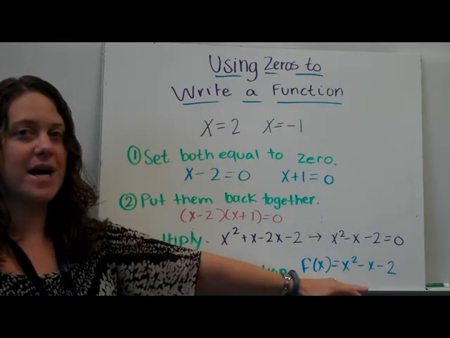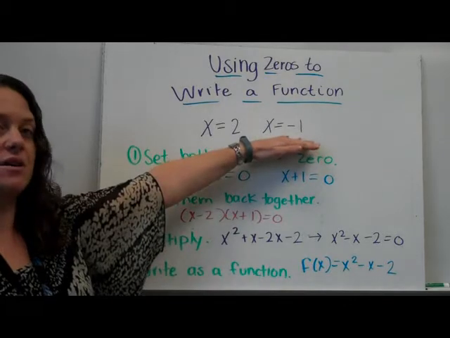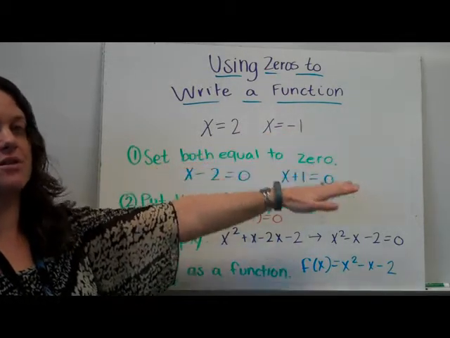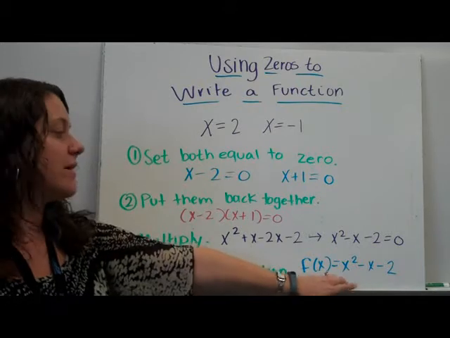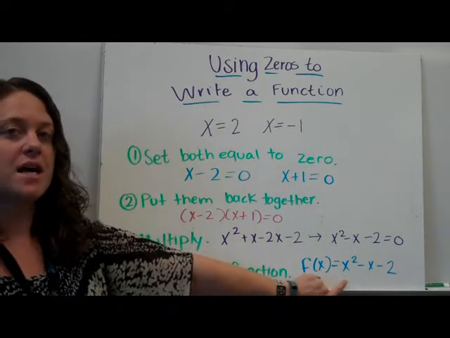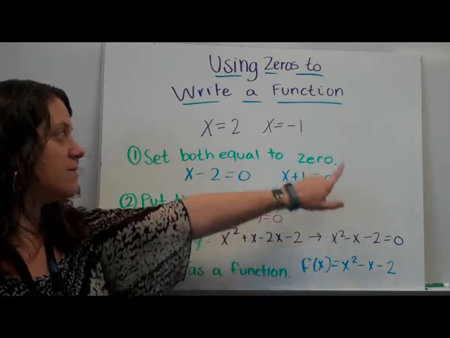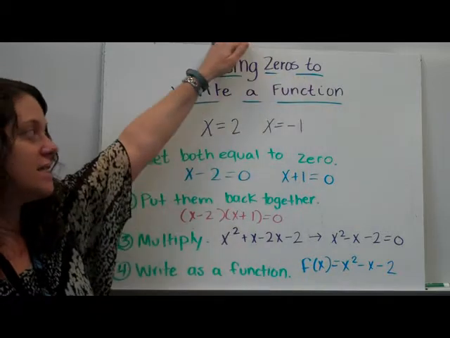So you can see it's backwards. From here I would get my zeros, but instead I'm going to start with the zeros and go down to function notation from the zeros. Now I could plug this into a graphing calculator or Geometry Sketchpad and make sure that this gives me zeros of x equals 2 and x equals -1, to make sure I did it correctly.